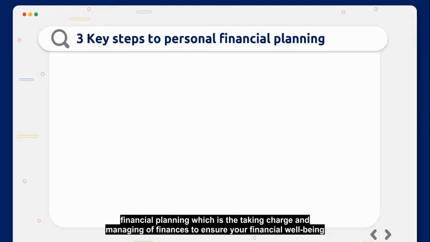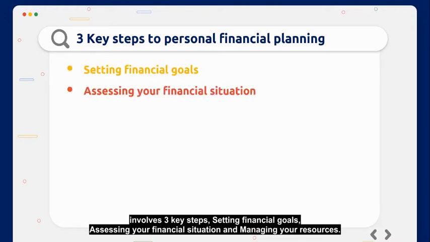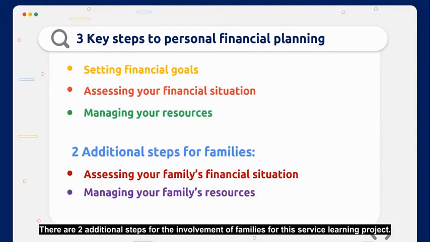Other than that, financial planning, which is the taking charge and managing of finances to ensure your financial well-being, involves 3 key steps. They are setting financial goals, assessing your financial situation, and managing your resources. There are 2 additional steps for the involvement of families for this service learning project. They are assessing your family's financial situation and also managing your family's resources.